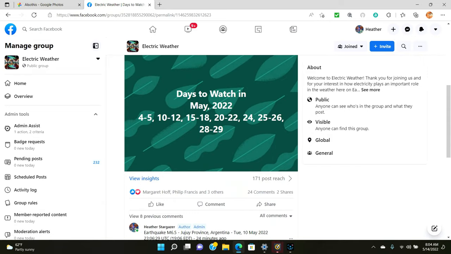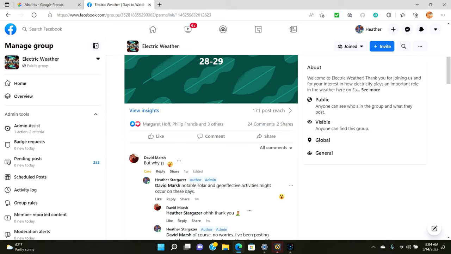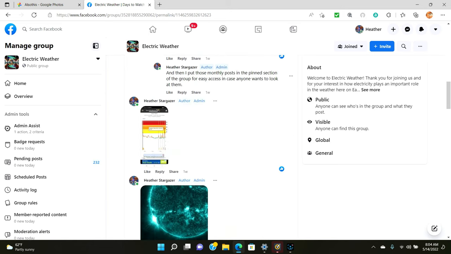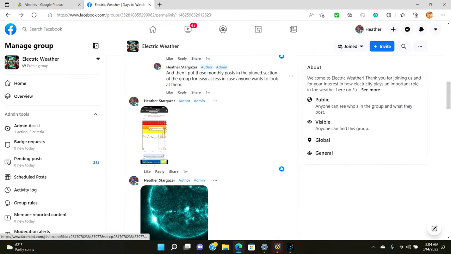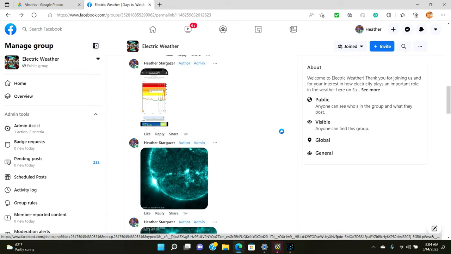Okay, so here's a prediction chart, and you can go to Facebook and check this out yourself if you'd like to. But why? Notable solar and geoeffective activities may occur on this day. And then here we go. Yeah, the X flare was the third. Pretty close. Here it is. Doom. Boom.